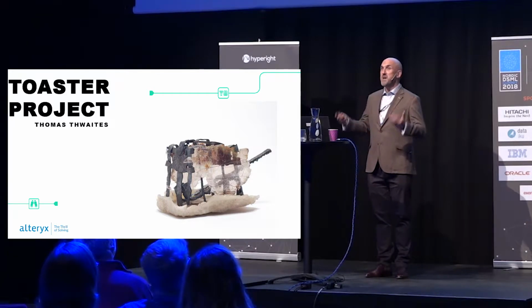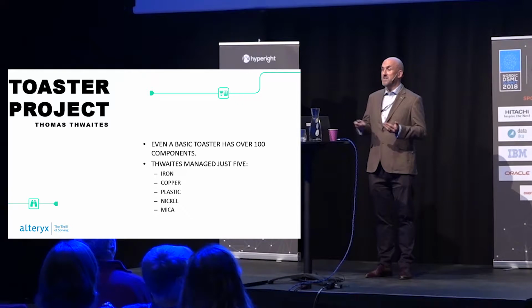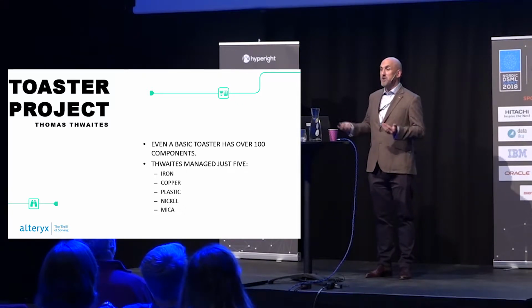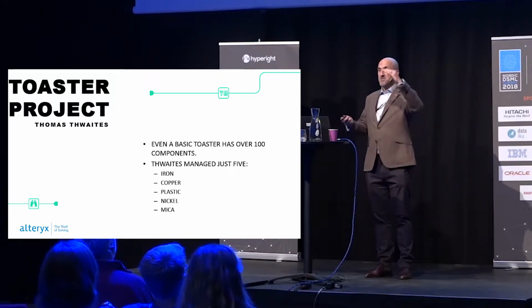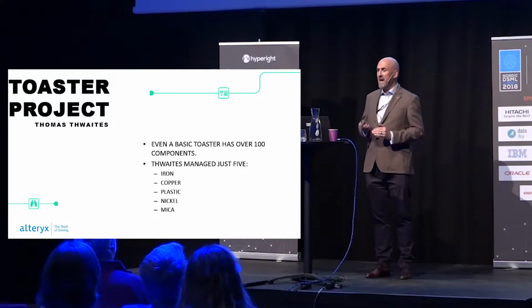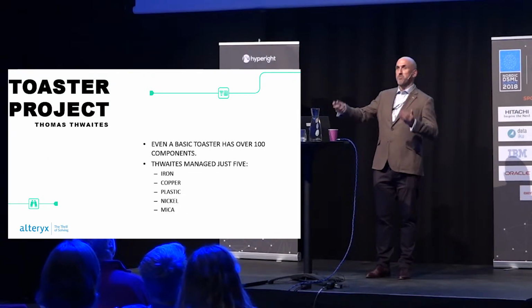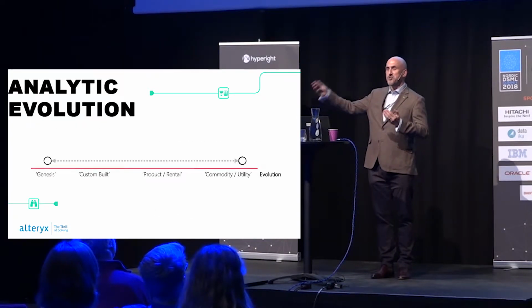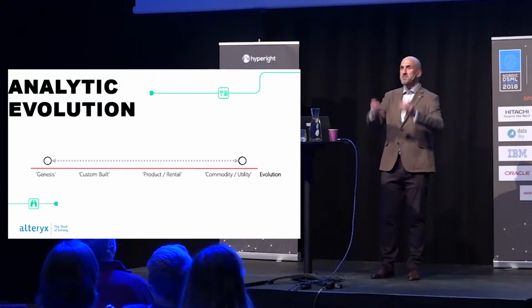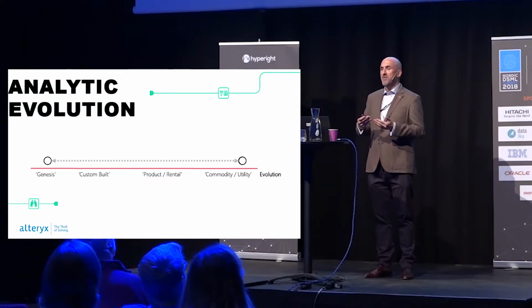And Thwaites' message was actually quite interesting. The real cost of objects is hidden to us. Even the most basic universal toaster has all of these components that the end consumers never see. And I really want to use the analogy of this evolution from brand new, Genesis, through to custom building, through to products, and through to commodities or utilities, with the example of analytics.